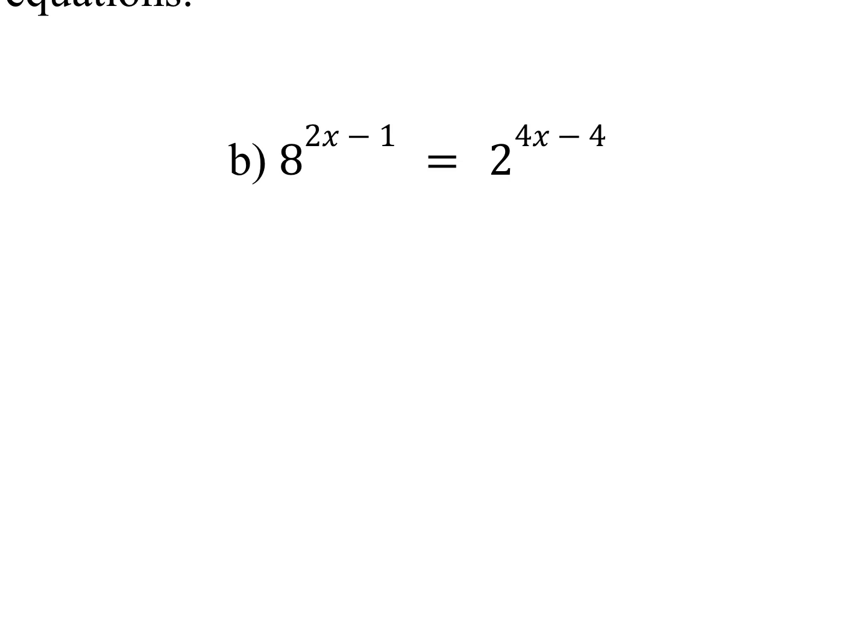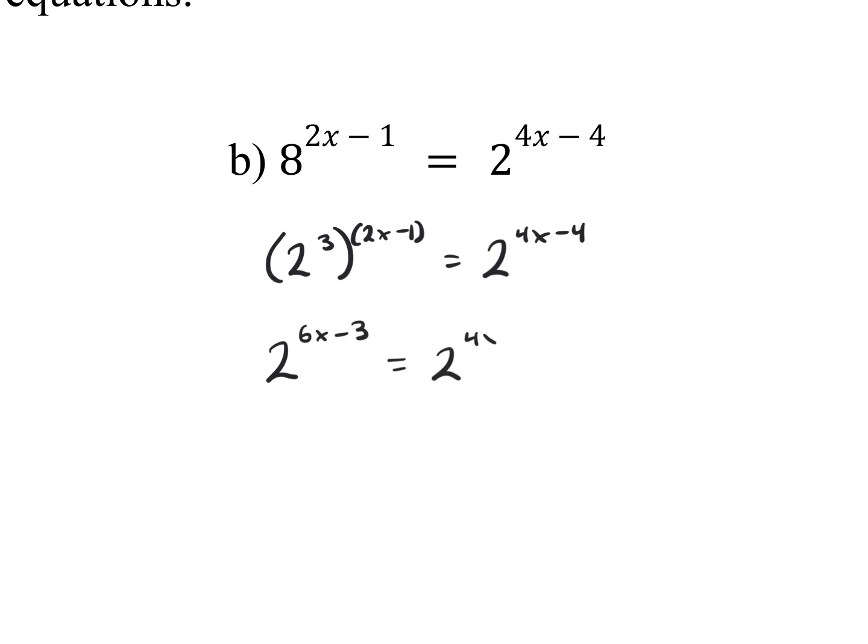All right, let's look at this next one. So here I see I have a base 8 exponential term and a base 2 exponential term. So I know that both of these are powers of 2. This one is just already base 2, and I can rewrite 8 as 2 cubed. I don't need to rewrite the right side of my equation, which is nice. And then I'm going to multiply the exponents, making sure to distribute, so it becomes 2 to the power of 6x minus 3, and 2 to the power of 4x minus 4.